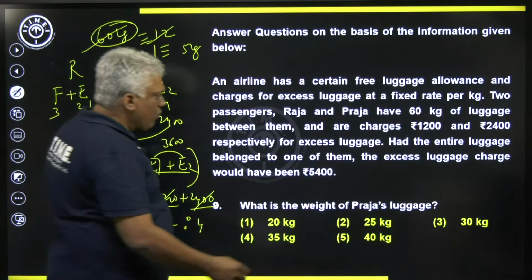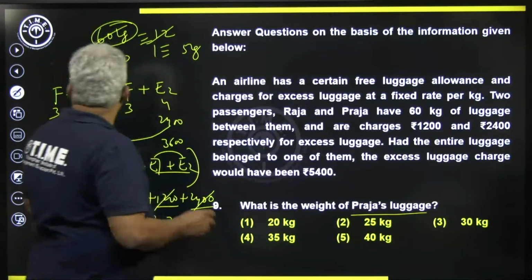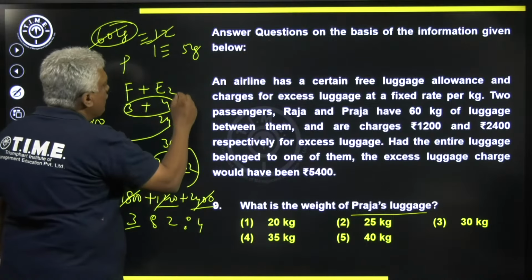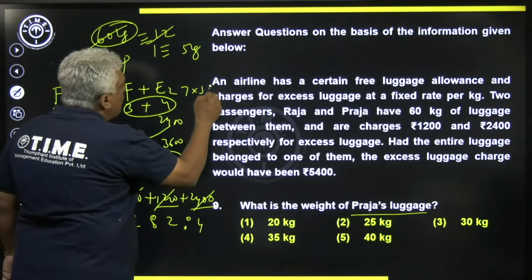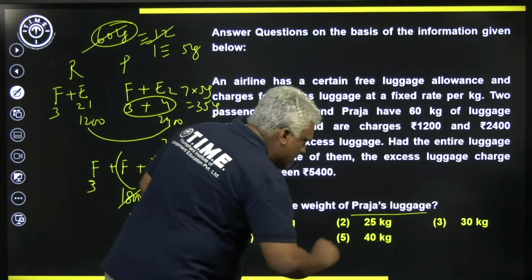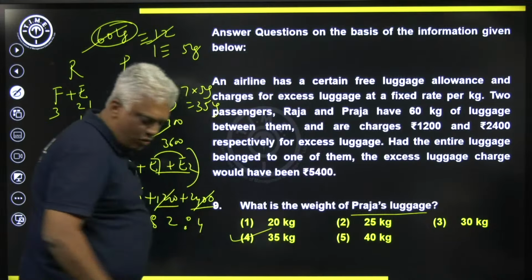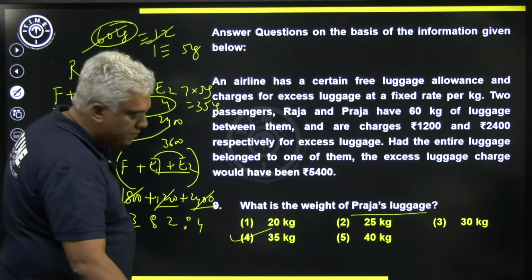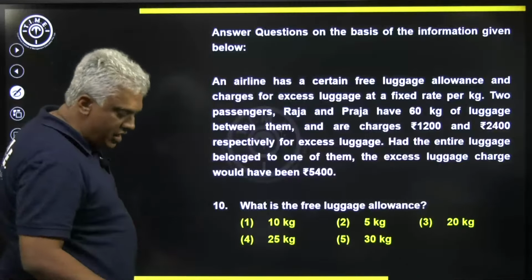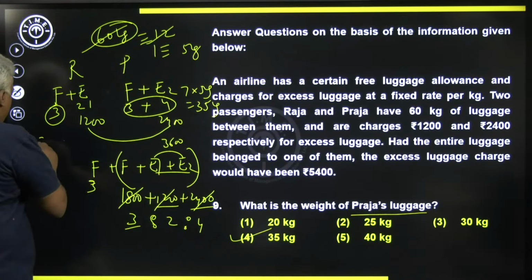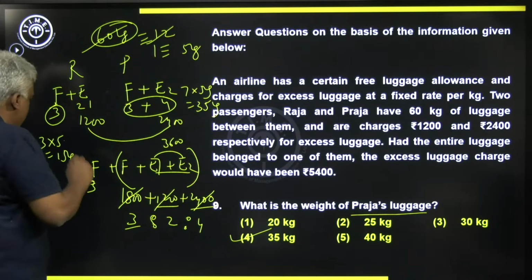The question is, what is Praja's luggage? Praja is carrying 7 parts, right? One part is 5 kg, so 7 into 5 kg. So Praja is carrying 35 kg. So 35 kg is the answer for this, which is option 4. Okay, and the next question is, what is the free luggage? You can see that free luggage is 3 parts. One part is 5 kg, so 3 parts is 15 kg. Free luggage is 15 kg.